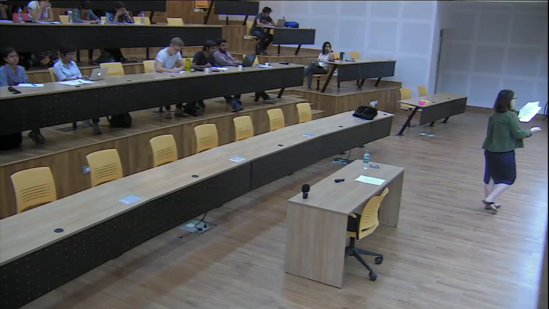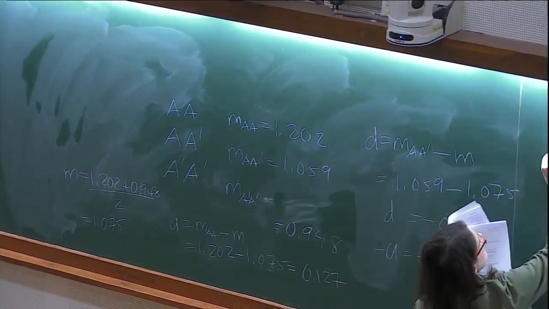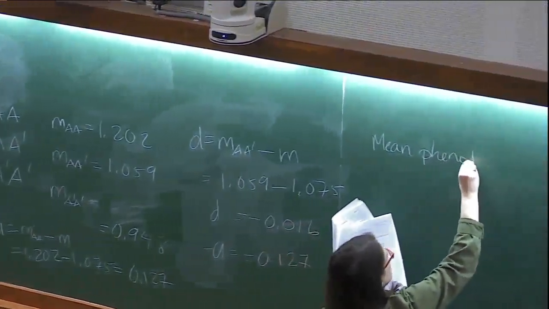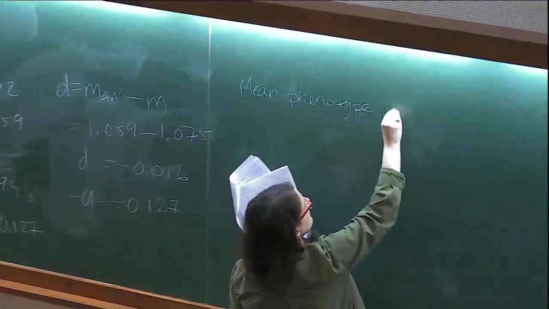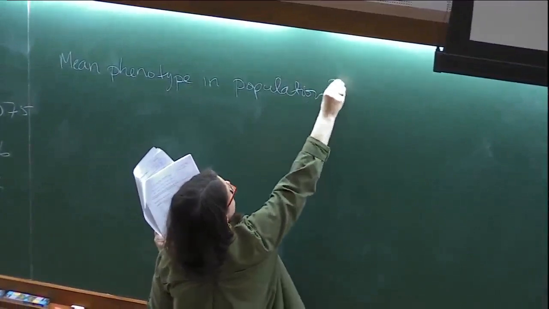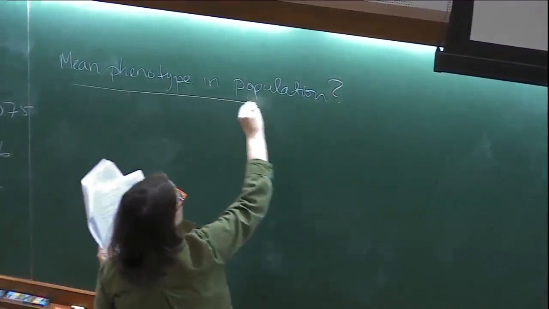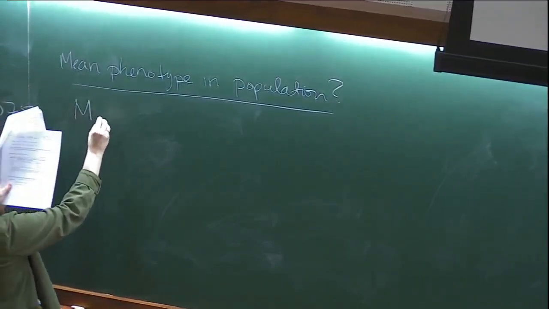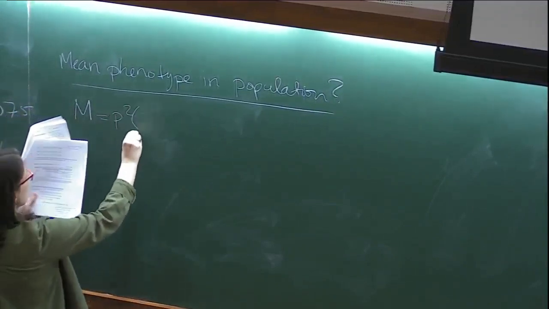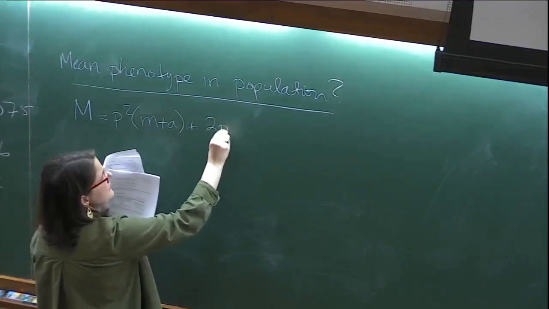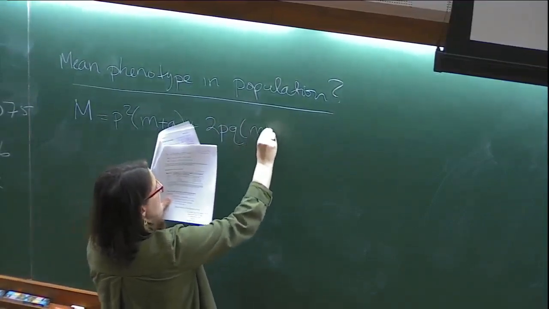So we'd like to know what is the mean value, what is the mean phenotype in the population, given this information, given this general model. Now I said we were going to assume Hardy-Weinberg, so it's very easy to calculate that. We'll call capital M the mean of the whole population, and it's just given by the relative frequencies of the three genotypes under Hardy-Weinberg and their mean values.